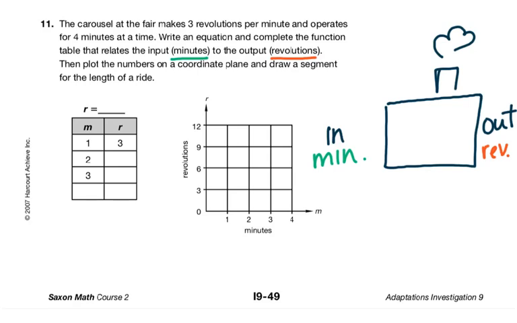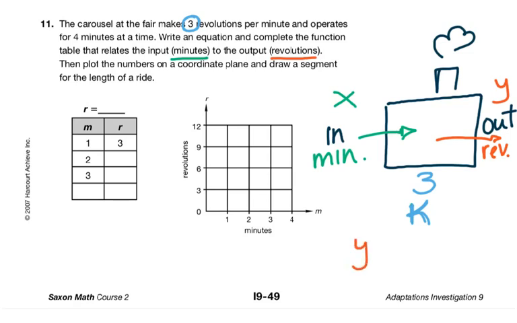And they're telling us that at the fair, we get 3 revolutions per minute. So as we put our minutes into this factory, 3 is our constant, 3 is our rule, and then out comes our number of revolutions. So we can create a direct variation, a function, and it would look like this because this is our y every time, this is our x every time, and this is our constant every time.